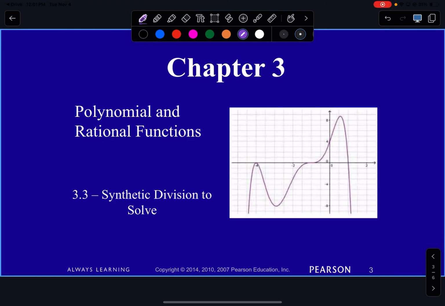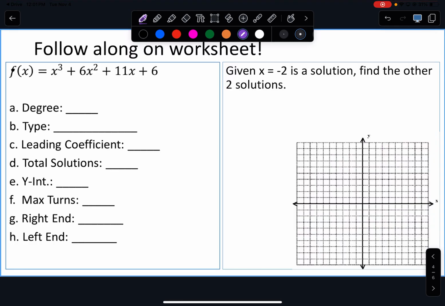Okay, we're getting into 3.3. This is part 2, so it builds off of the synthetic division, but it also combines what we did last week where we were pulling the characteristics of the polynomial out of the equation. All right, so this is that first part of your note sheet.